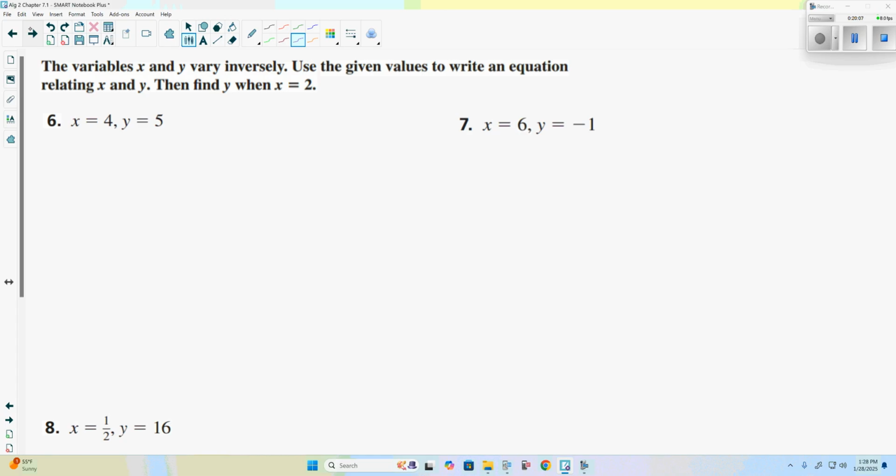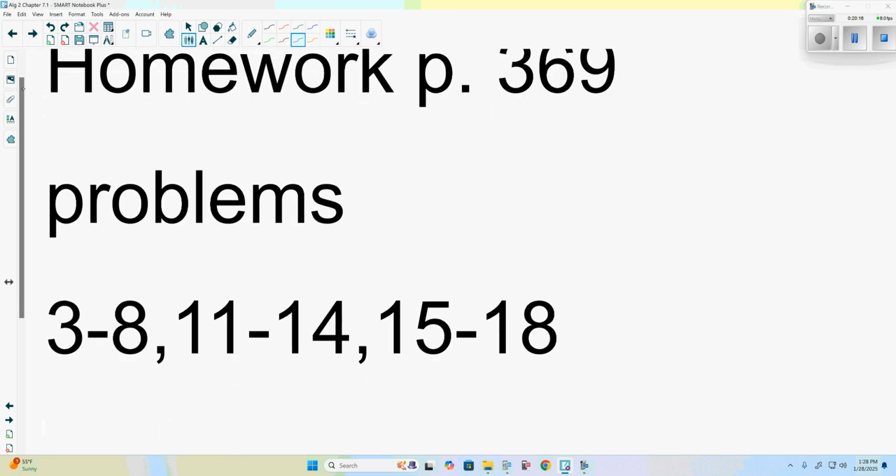If it doesn't reduce, especially solving for y, we get like 21 over 2. Leave it as 21 over 2. If it doesn't reduce, leave it as a fraction. That's it.